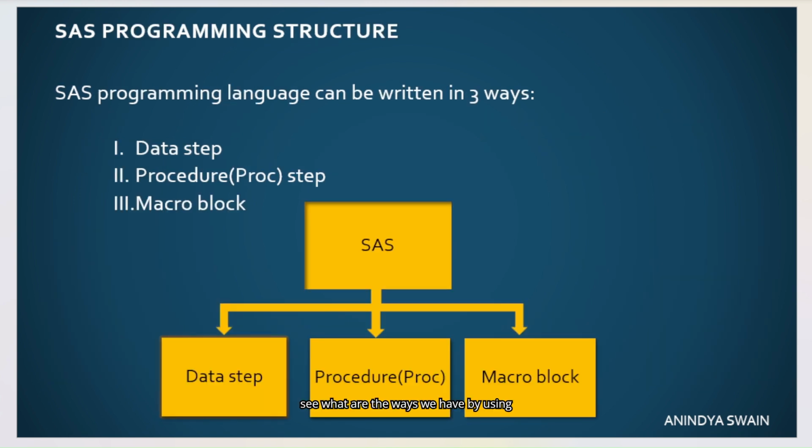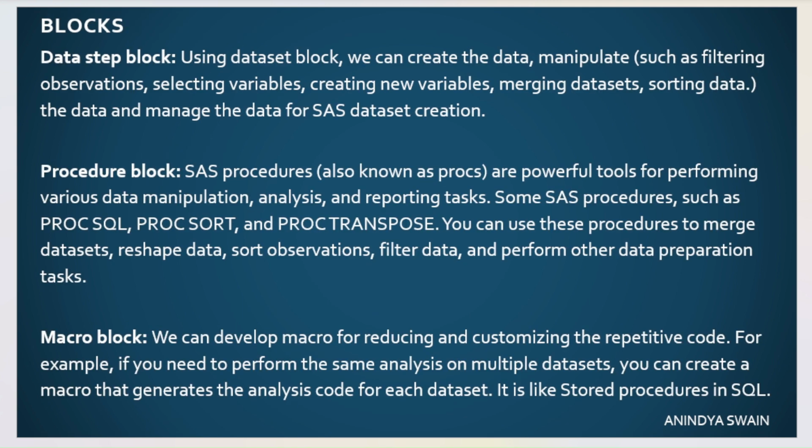Let's see what are the ways by which we can write SAS syntax. The first one is the data step block and the second one is the procedure block. We also call this one proc, and the third one is the macro block. So moving on to the data step block, let's say we have a table, okay, and we want to create a new field or filter a portion of the data. In this kind of scenario, we would use data step.